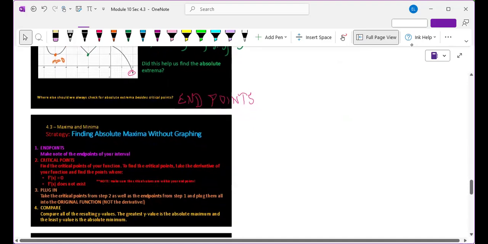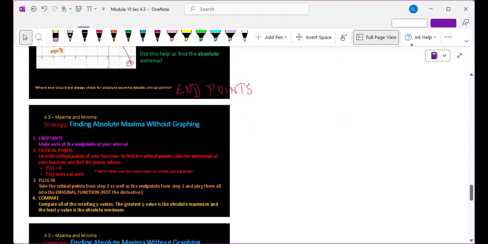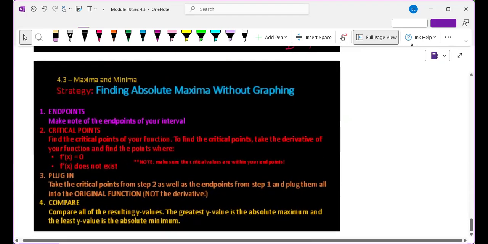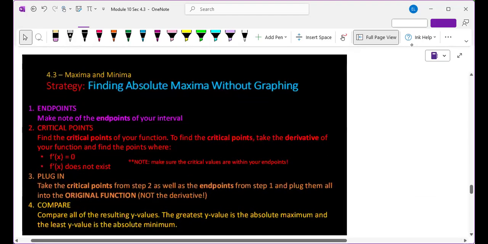So now we have a strategy. If we're going to find absolute maximum or minimum without graphing, we first list our endpoints as possible suspects. Then we look for our critical values. So we take the derivative, set it equal to 0, look for points where the derivative doesn't exist. And then those are some of our critical values, our suspects on our list.